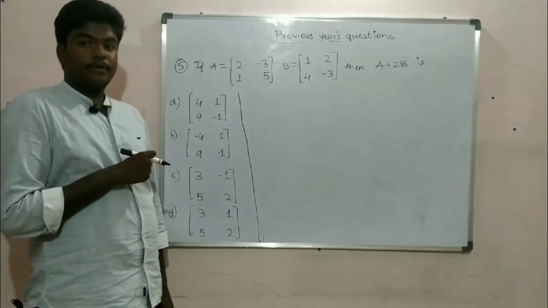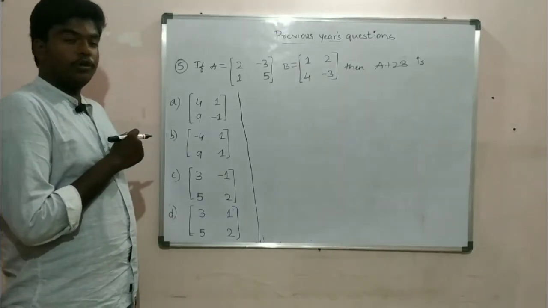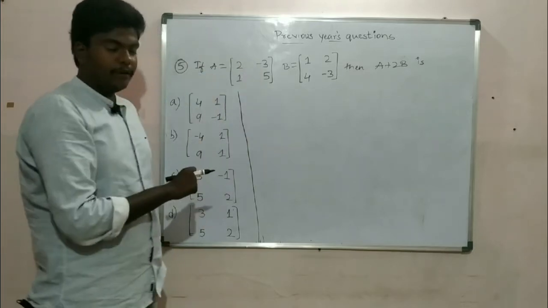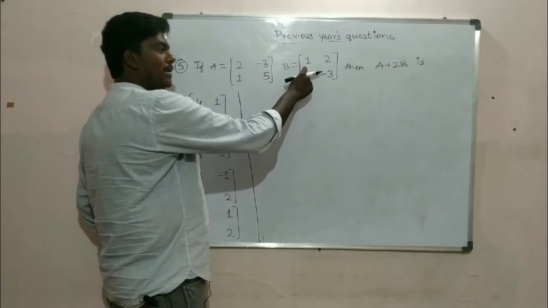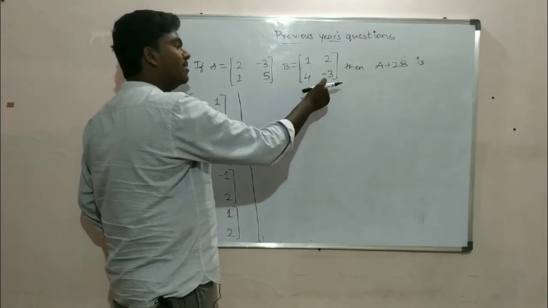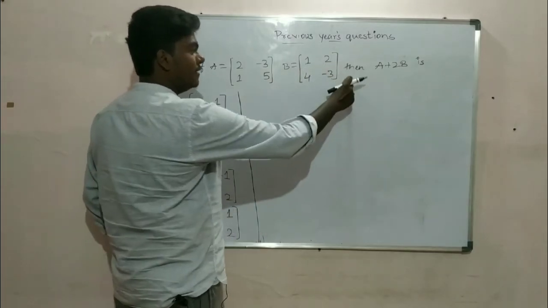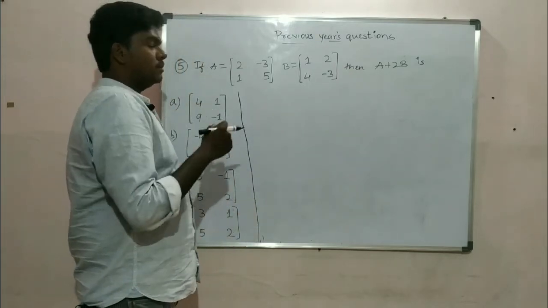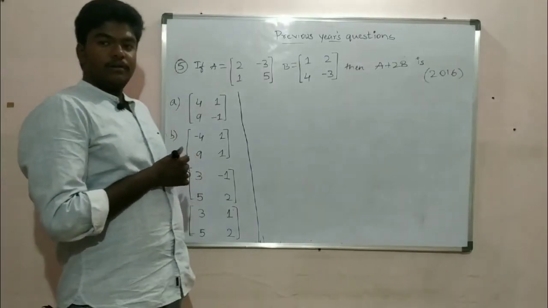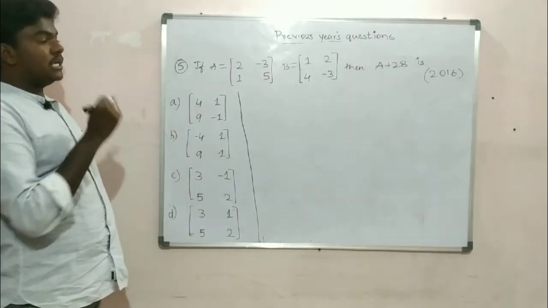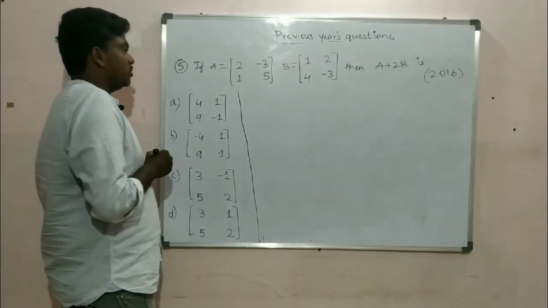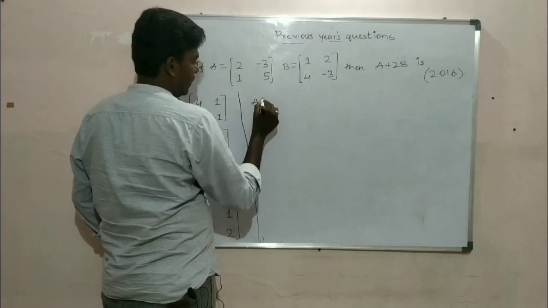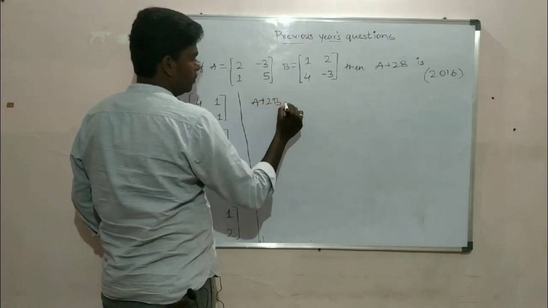Problem: if A is [2, minus 3; 1, 5], B is [1, 2; 4, minus 3], then A plus 2B is. Okay, this problem was asked in 2016. So this is what is given. We have to find A plus 2B.